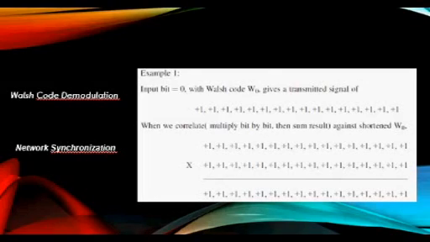Network synchronization: for the correlation process to work, all Walsh code transmissions must have the same start and end timing. This requires close synchronization between all of the base stations and the mobile phone.